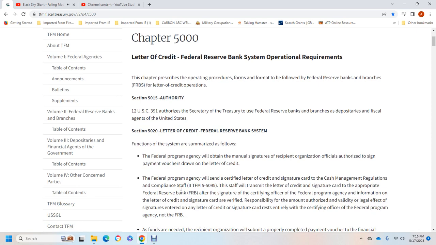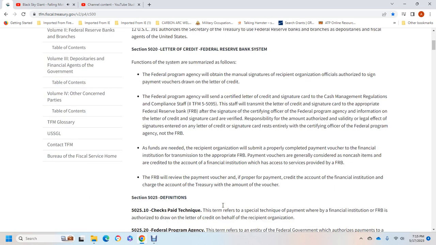The Federal Program Agency will obtain the manual signature of the recipient organization official authorized to sign payment vouchers drawn on the letter of credit. The Federal Program Agency will assemble the certified letter of credit with the signature card for the cash management regulation compliance staff. The staff shall transmit the letter of credit and the signature card to the appropriate Federal Reserve Bank after signature certification by the Federal Program Agency. The information on the letter of credit and signature card is verified by the agency. Responsibility for the amount authorized and the validity and legal effect of the signatures entered on the letter of credit signature card rests entirely with the certifying officer of the Federal Program Agency, not the Federal Reserve Bank.